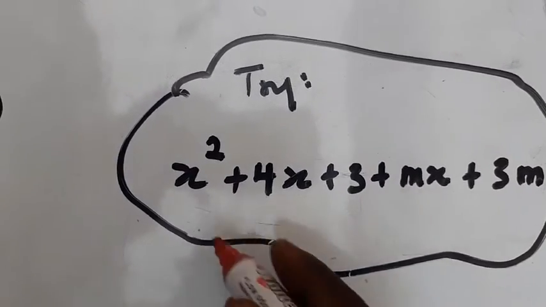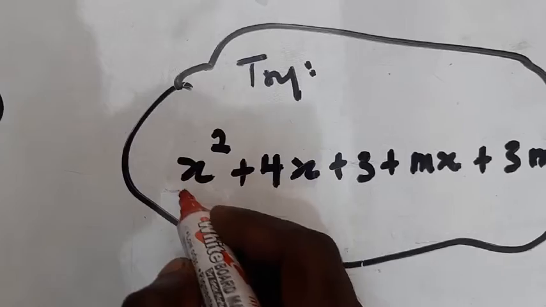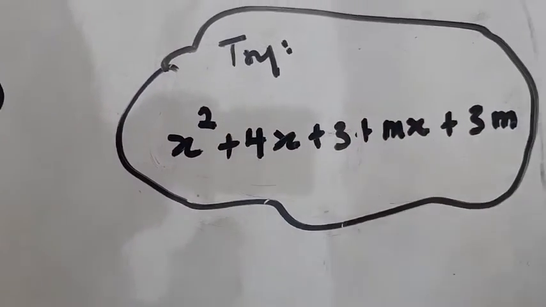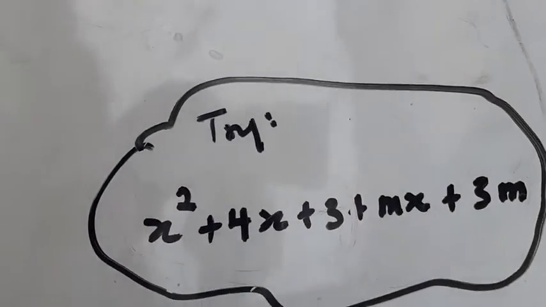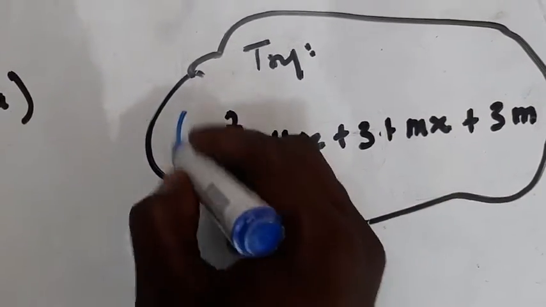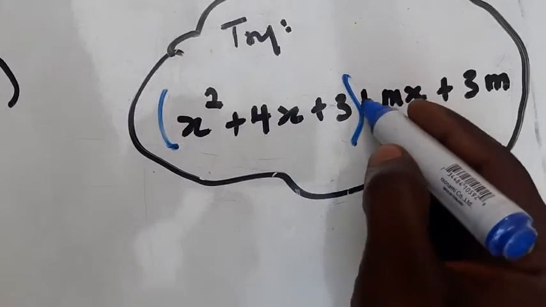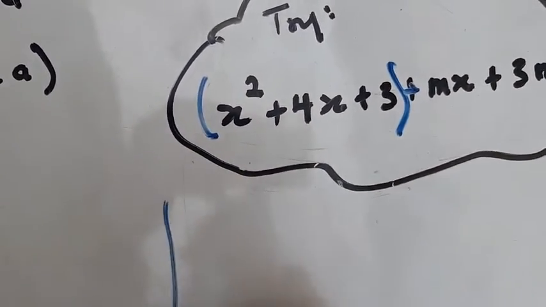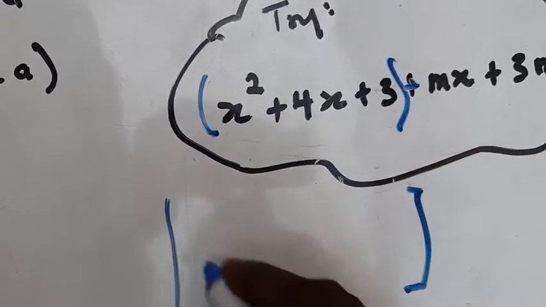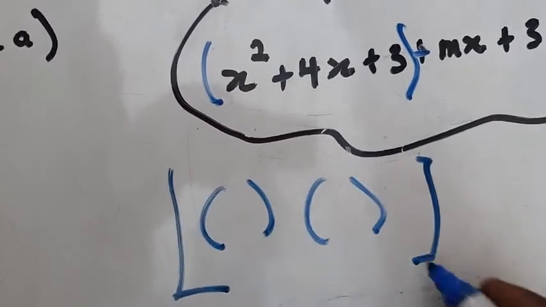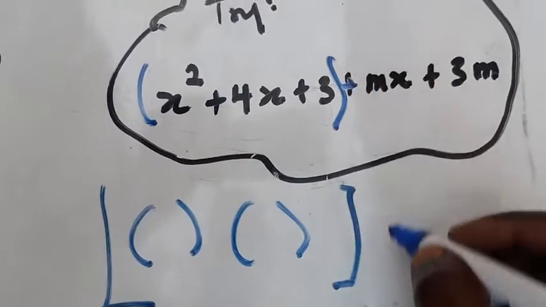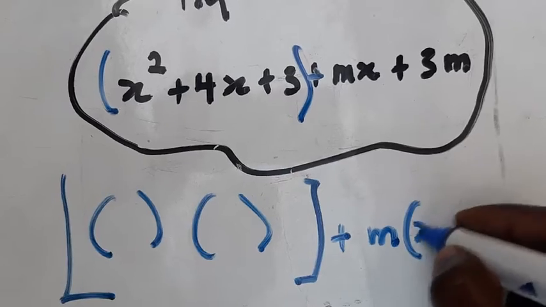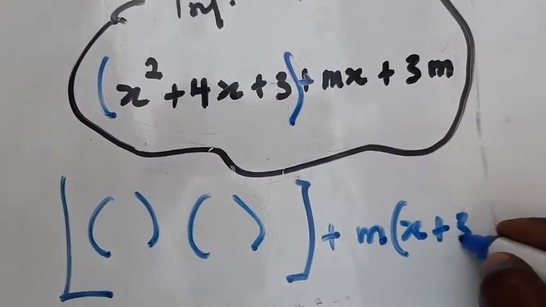The trick here is that the first three parts are a quadratic, right? Can you see? This one and this one are a quadratic. There's a plus here. So you solve the first three parts as a quadratic, and you are going to have two brackets here. When you solve this, the m part will just be plus m out, so you are going to have x plus 3.